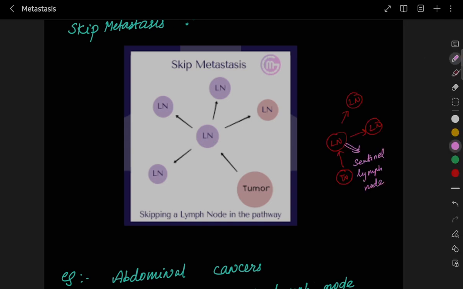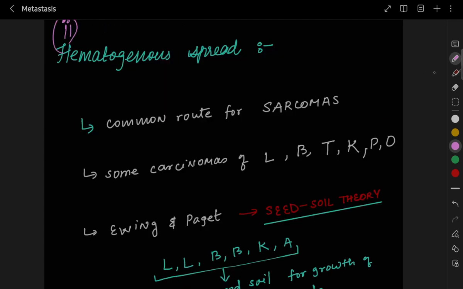So you can see I have made a diagram. This is the first lymph node which is receiving the drainage from the tumor, so this will be termed as a sentinel lymph node. And remember, the first line of defense in malignant tumors, and the most common site for metastasis, is the lymph node itself, right? So before knowing hematogenous spread, I would like to draw your attention towards sarcomas and carcinomas, right?